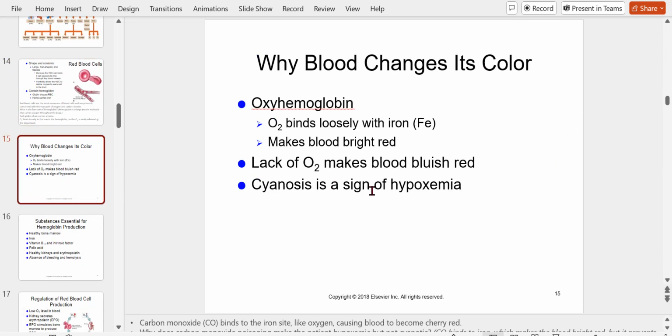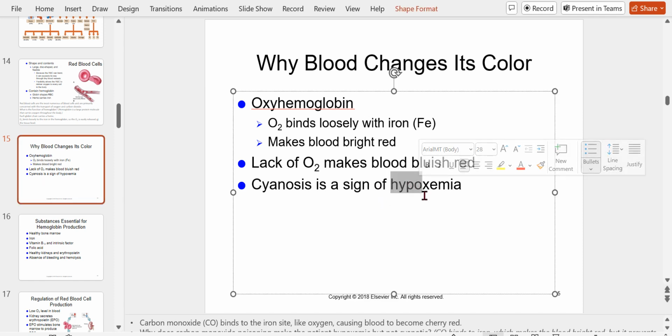Blood changes color. We're used to it that when you get a cut, okay, the red blood is kind of ruby red. We call this oxyhemoglobin, and that is because that blood is carrying the oxygen. So a lack of O2 makes blood bluish red. Like when you get really cold, your lips turn blue. Cyanosis, okay, can make your hands turn blue. Hypo means low, okay, and low oxygen.